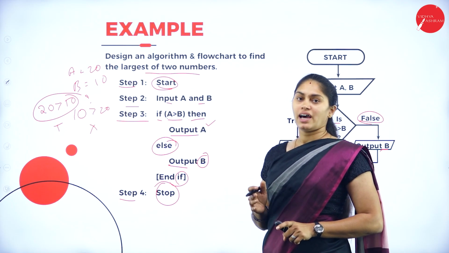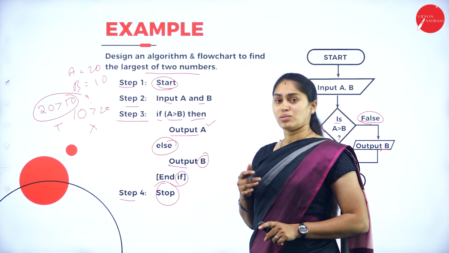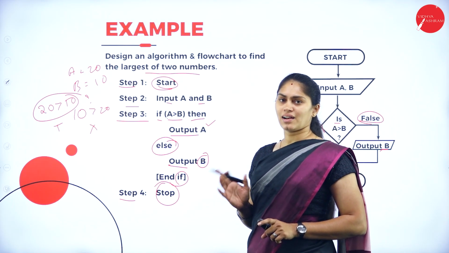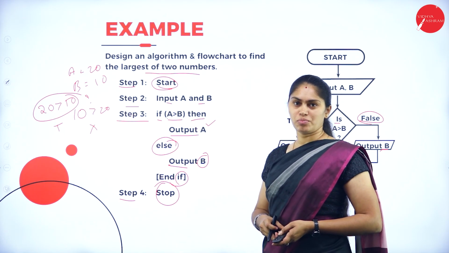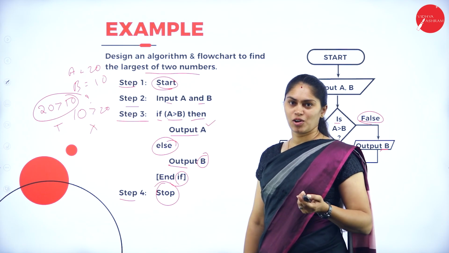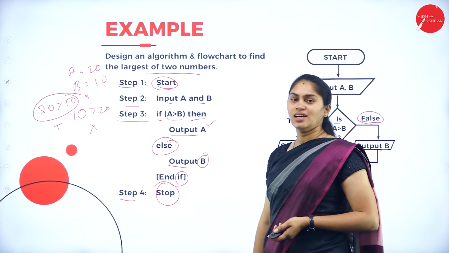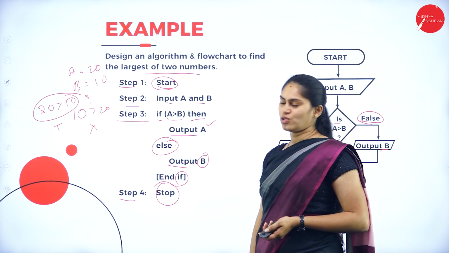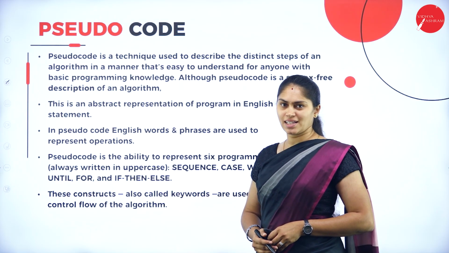First, you need to analyze what the problem is, then what the input must be, how we are going to calculate, and then what the output will be. At last, don't forget to write the start and stop. I hope you all understood designing an algorithm and flowchart. So next we'll go with the next concept.